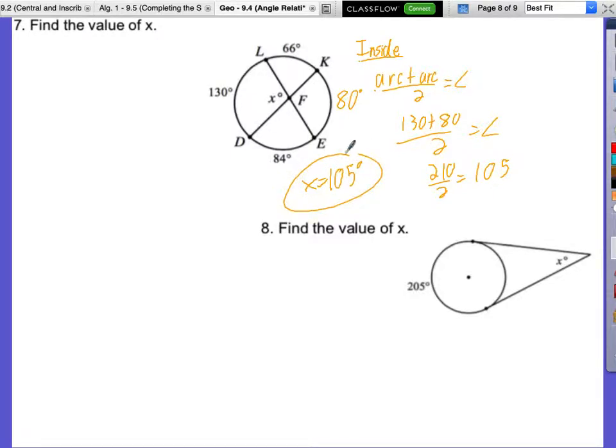Okay? So let me talk about this real quick. Now, if this is 105, what do we know about its vertical angle? That's 105 too. It's 105 as well, right?